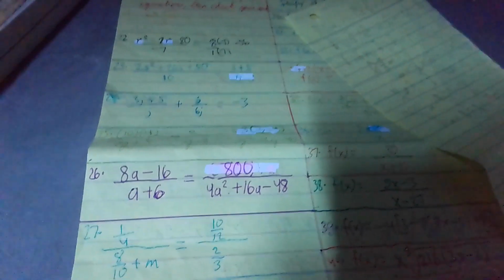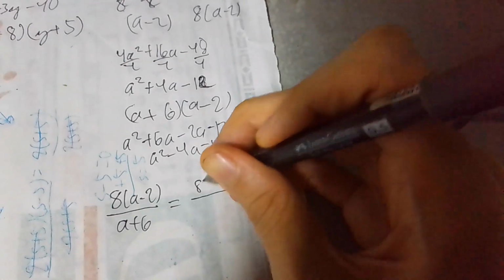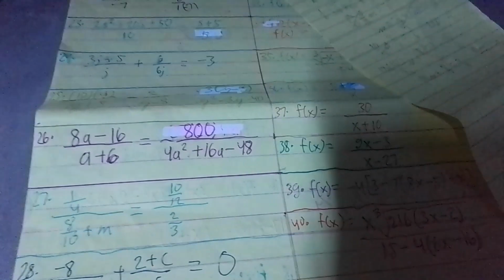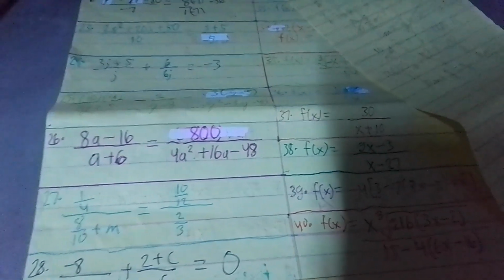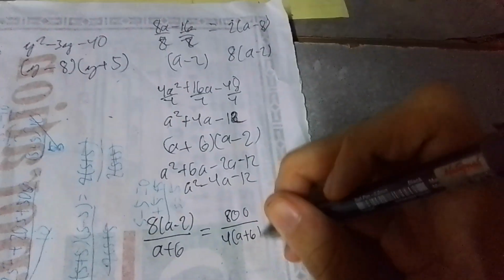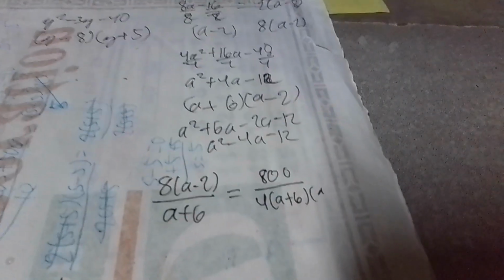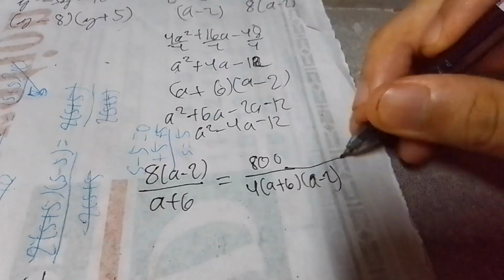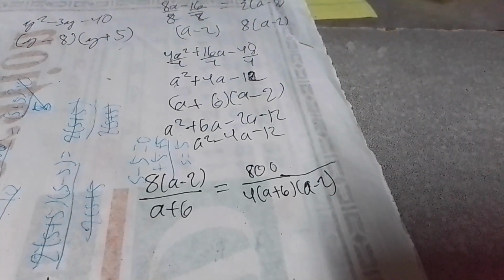So this one becomes 8 times a minus 2, all divided by a plus 6, which is equivalent to 800 over, what's the bottom number? If I were to factor this out, that can be written as 4 times a plus 6 and a minus 2. Diba? So that is the factored form. Now we can find the LCD.